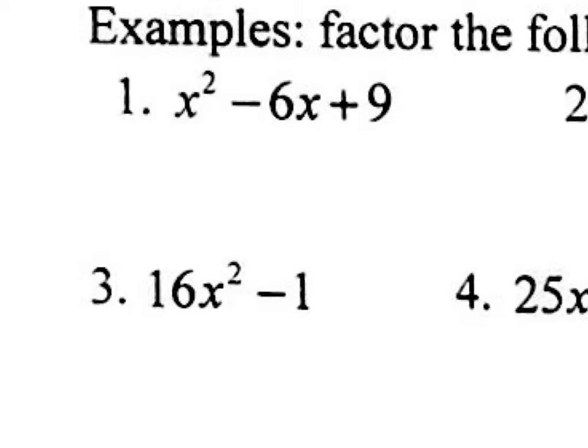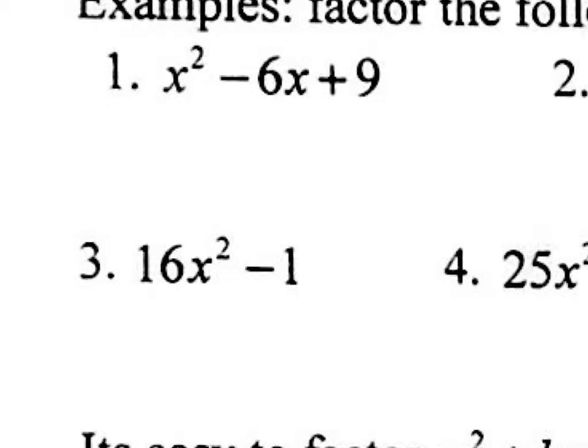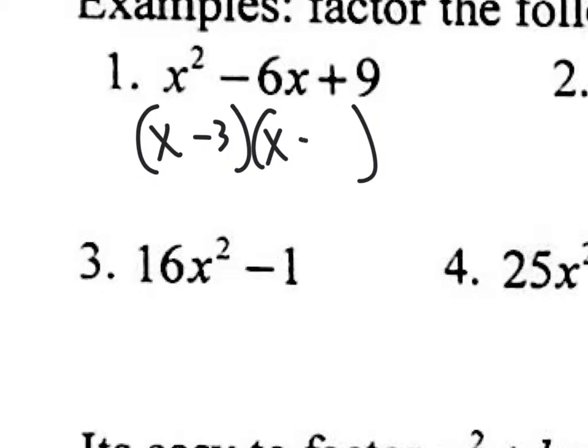We all know on number one that we could simply set up this and think: what times what is the last number, that if you add together is the middle number? And what would that be, guys? -3 and -3. -3 times -3 is +9. If you add it together, it's -6.